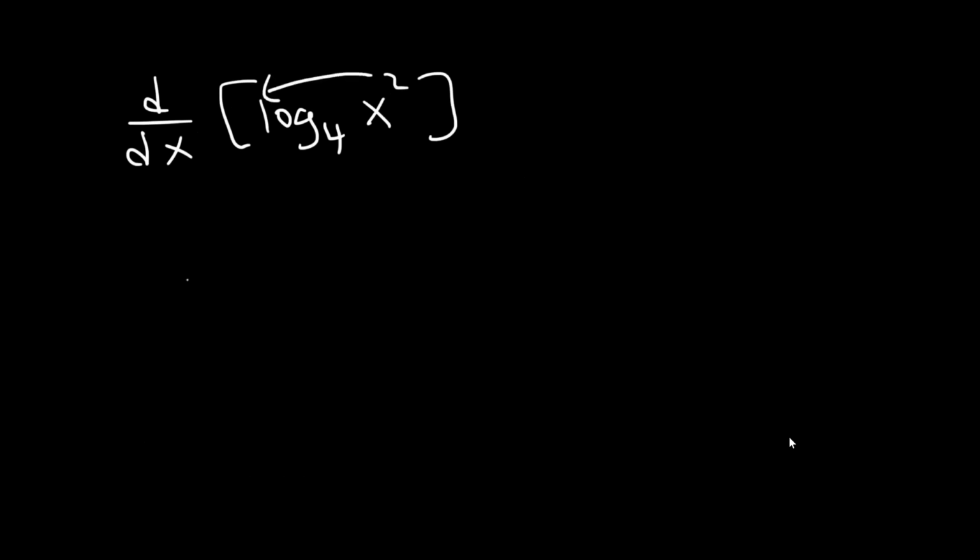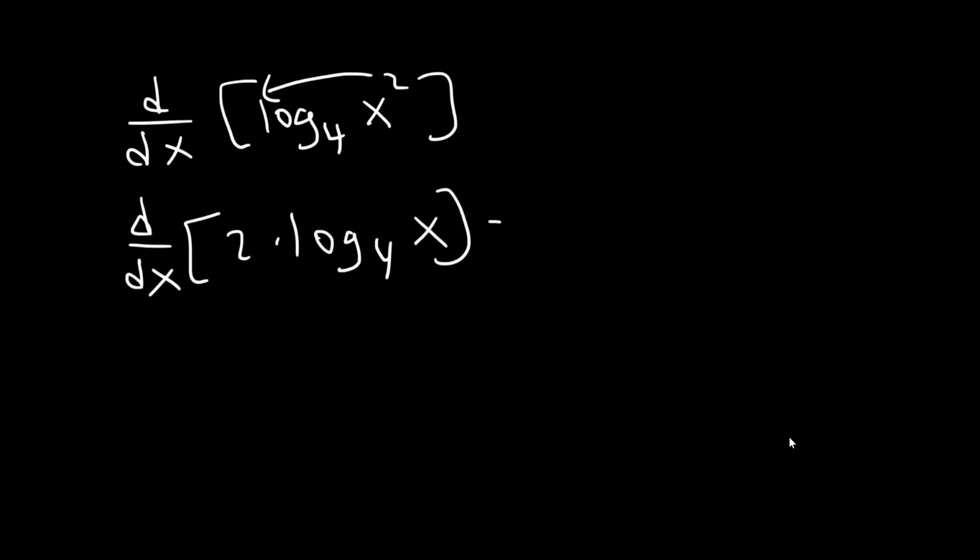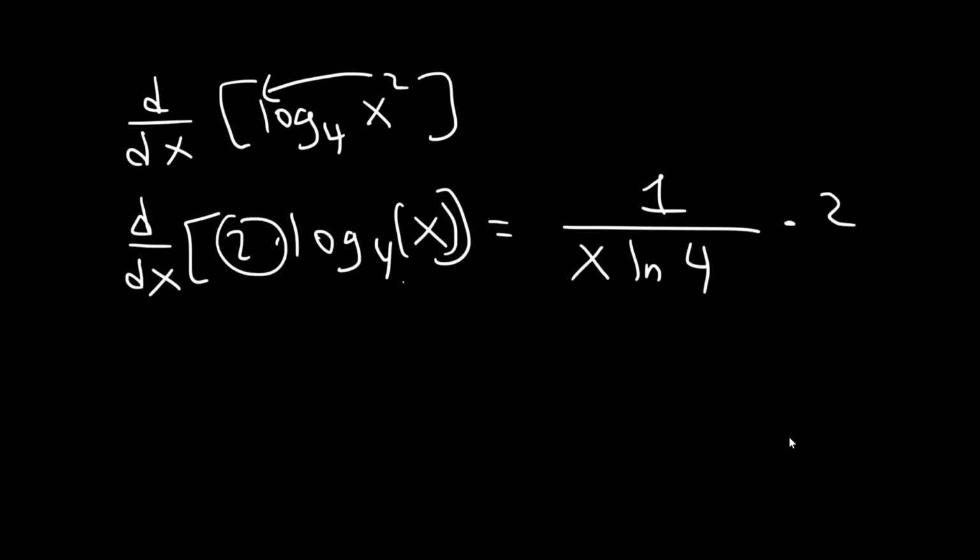Here's another example that you can work on. Differentiate log base 4 of x squared. Now we can move the 2 in the front if we want to. So this is going to be 2 times log base 4 of x. So it's going to be u prime, 2, that's the derivative of x, divided by u, which is x, times ln a, and there's a 2 in front, so times 2. So the final answer is going to be 2 over x natural log of 4.